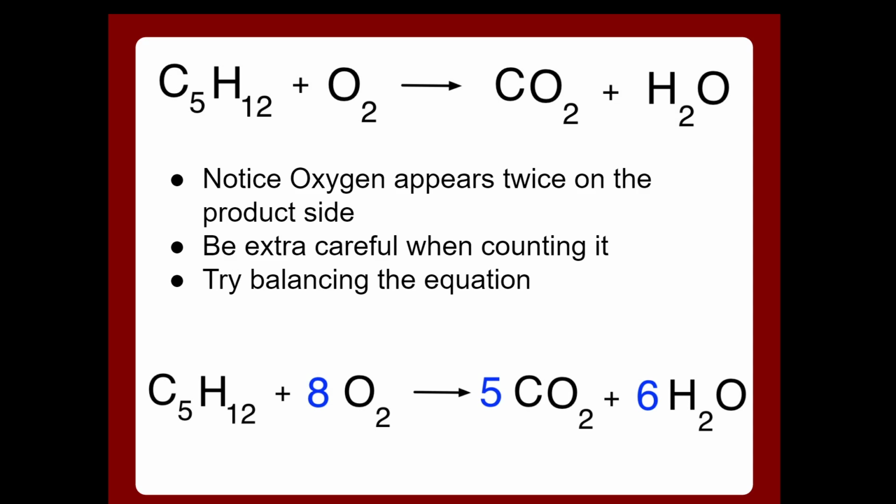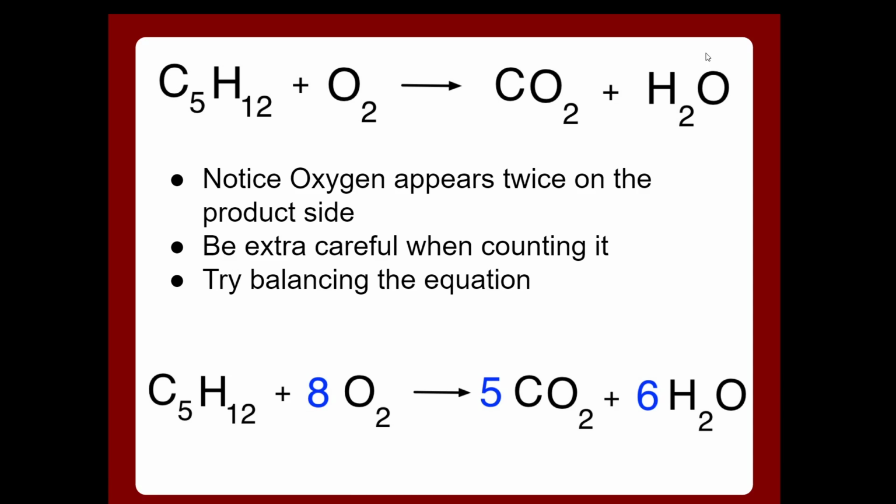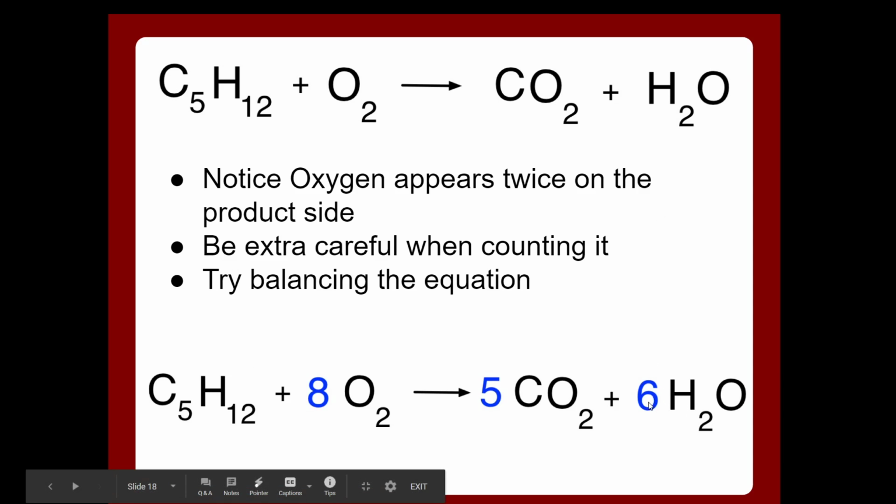And for those that just want to watch the show, you would end up balancing out the carbons first. Okay, 5. And then you'd be like, hey, wait, there's 12, so 6 times 2 equals 12. And then at the end, you'd balance out the oxygens. Okay?